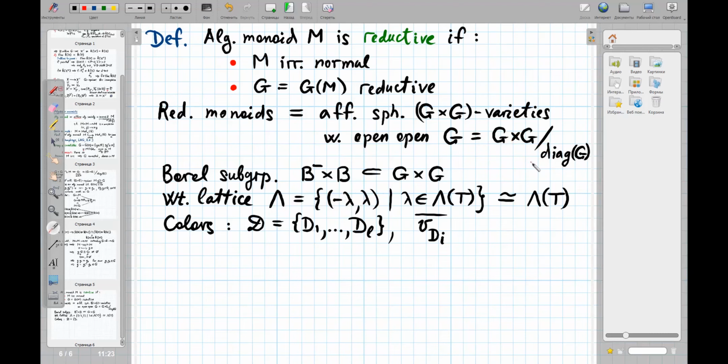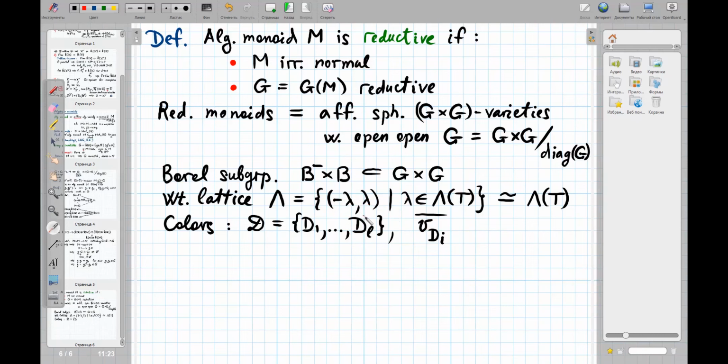I remember that we chose B times B minus. Yeah, this is just for convenience, for a nice shape of several formulae. It is not essential. You can take any Borel subgroup, and then all this data will be twisted accordingly. So this is inessential. But let us keep this choice.